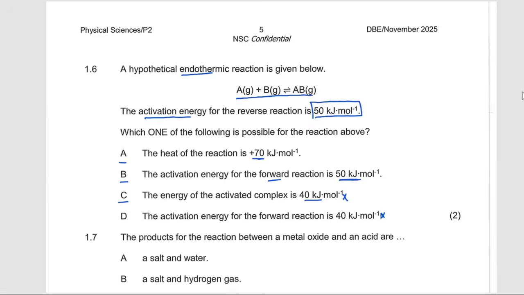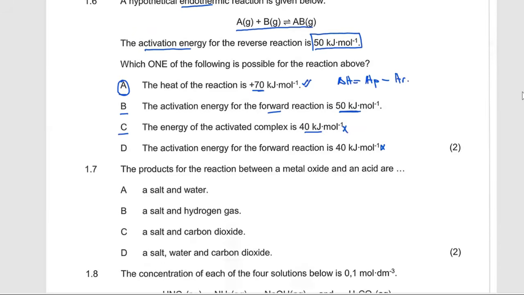So now there is a possibility here. So they're saying the activation energy for the reverse reaction is 50 kilojoules per mole. Then the heat of reaction, it can be 70, right? So remember your delta H there, your delta H is equivalent to H products minus your H reactants, right? So there is a possibility we can get a 70. So A there is the correct option.